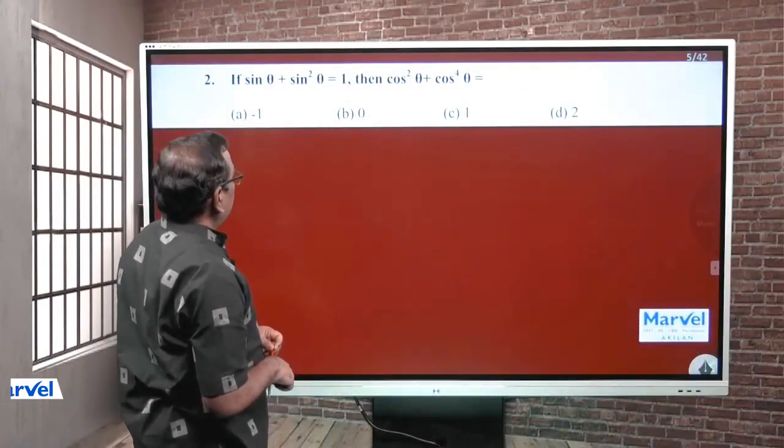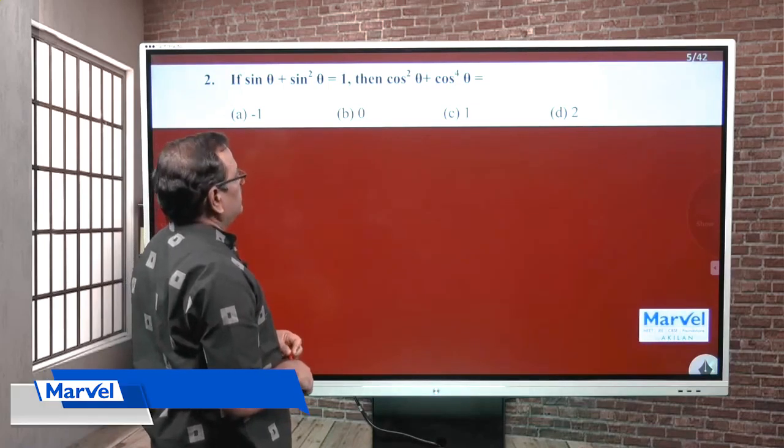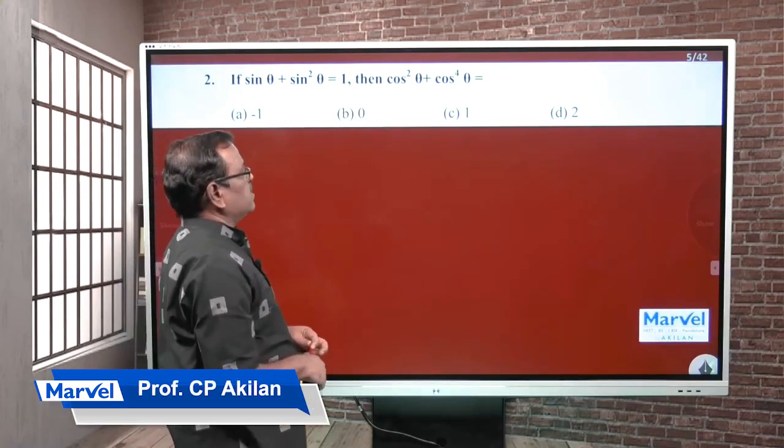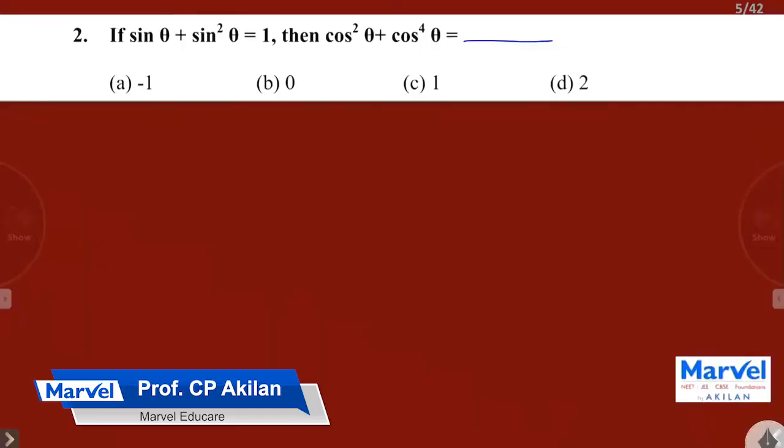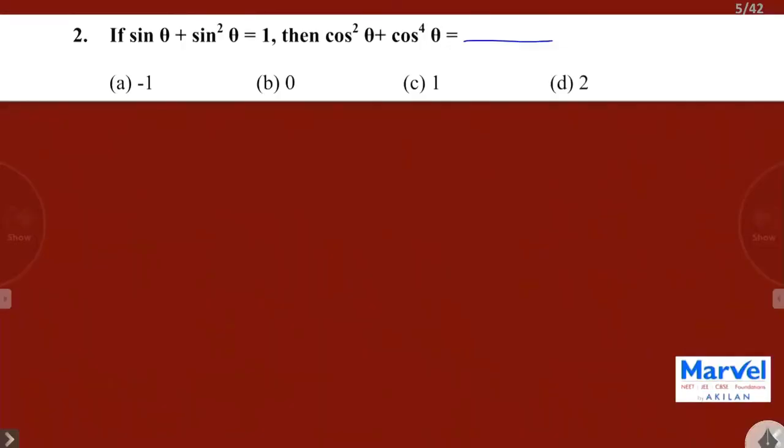If sin theta plus sin square theta equal to 1, then cos square theta plus cos power 4 theta equal to? If sin theta plus sin square theta equal to 1, then cos square theta plus cos power 4 theta. The options are -1, 0, 1 and 2.